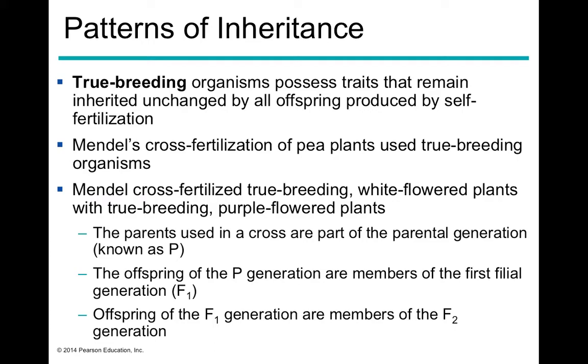Then he also performed cross-fertilization experiments of the pea plants using those true breeding organisms. So he would take a true breeding white and a true breeding purple. And again, we would call that homozygous white and homozygous purple. And the parents of that cross are going to be demonstrated as uppercase P. And the offspring of the parental generation are going to be the filial generation. That's what F stands for, is filial. And then the offspring of the F1 generation are the F2 generation.